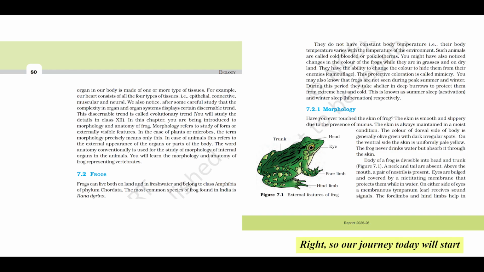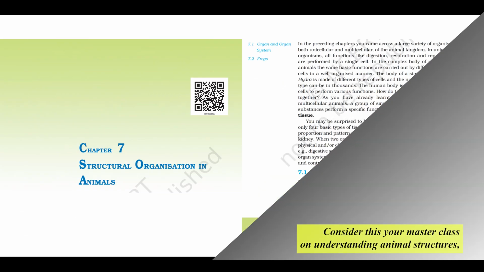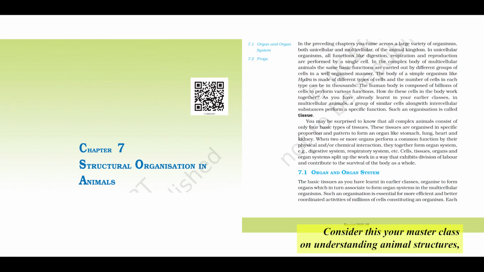Right, so our journey today will start from the very basics of how animal bodies are structured, and then take a focused, in-depth look at a specific organism, the frog, covering its morphology and anatomy, which, as you said, is always a high-yield area for exams, isn't it? Absolutely. It's a high-yield area, and you're spot on there. Our mission today is to truly unpack this chapter. We'll move from the microscopic world of cells to the complex living systems, and yes, culminate in a comprehensive, exam-oriented deep dive into the frog, Rana tigrina. Consider this your masterclass on understanding animal structures, designed to give you that edge in your exams. So let's begin this fascinating journey.